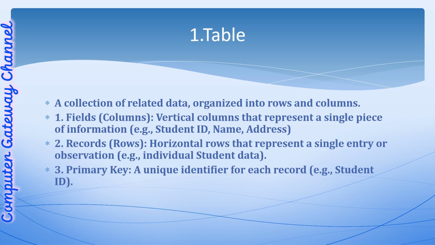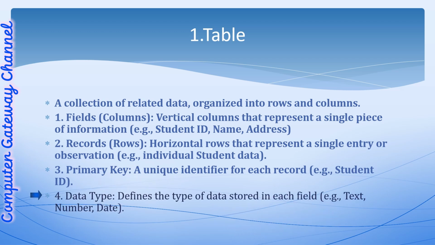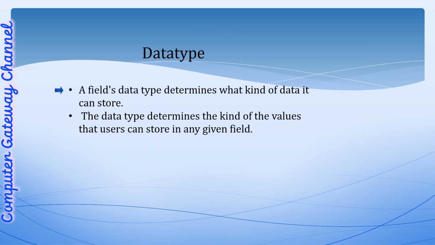The fourth type of component is very important, that is data type. The data type defines the type of data stored in each field. For example, text, number, date. A field's data type determines what kind of data it can store.